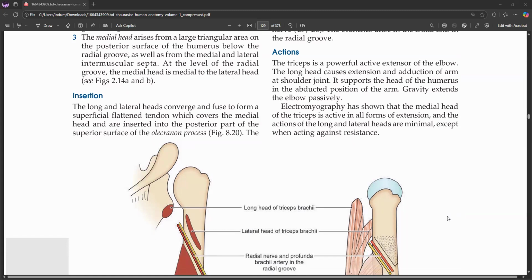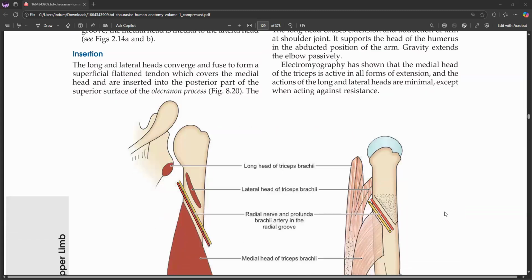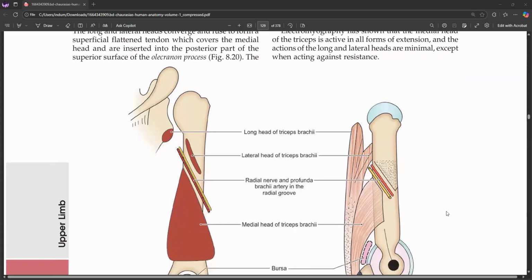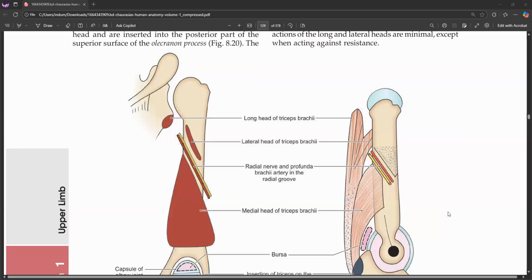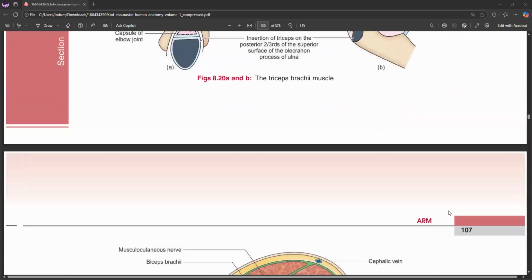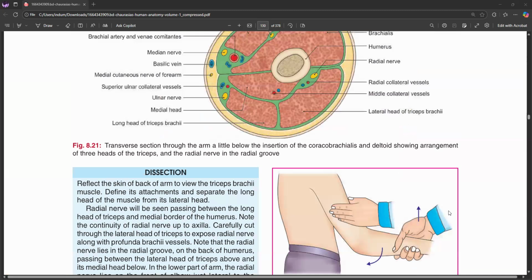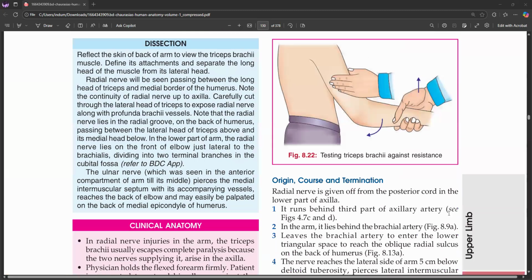Electromyography has shown that the medial head of the triceps is active in all forms of extension, and the actions of the long and lateral heads are minimal, except when acting against resistance. Dissection. Reflect the skin of back of arm to view the triceps brachii muscle. Define its attachments and separate the long head of the muscle from its lateral head.